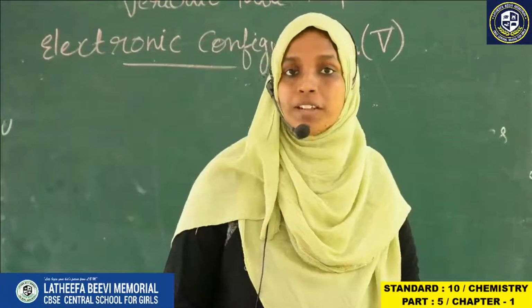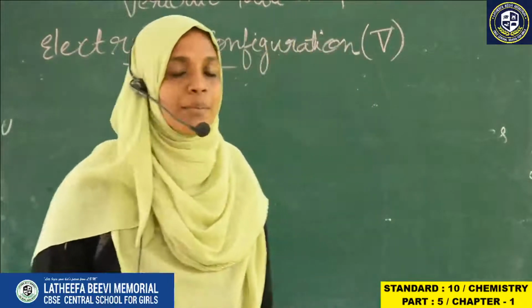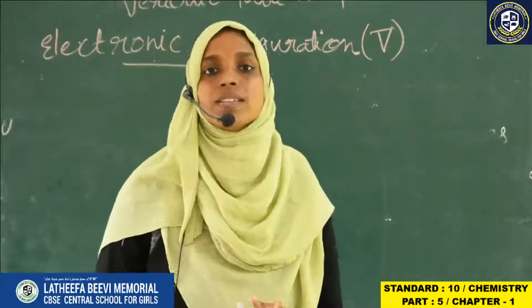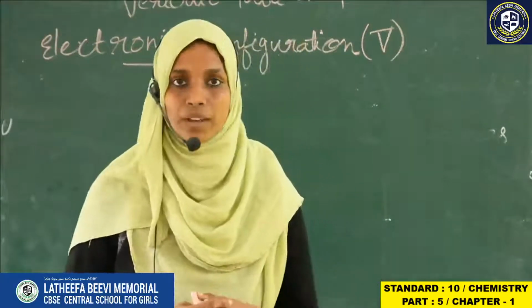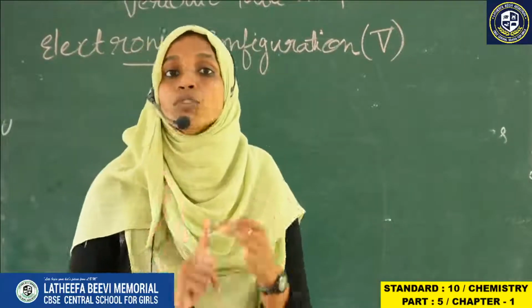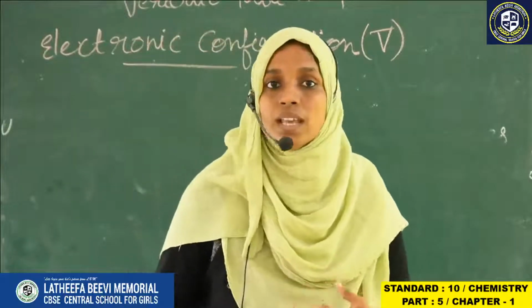So this is the 5th class of chemistry. What is our chapter name? Periodic table and electronic configuration. In this chapter we discussed how to find the electronic configuration and how to find the subshell electronic configuration using noble gases.